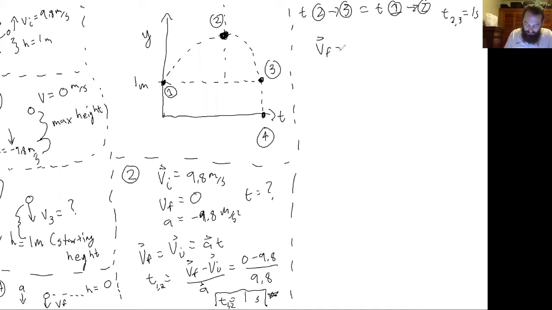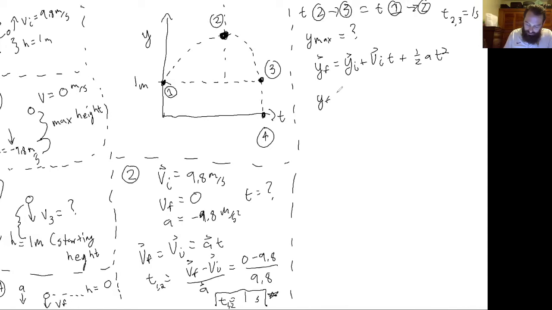Again, we can use the same equation, v final. I guess we don't want to do that. We could do that if we make some assumptions, but let's not make those assumptions. So I guess the first thing we need to do is figure out how high this thing goes. So let's find the max height. I'm going to use this kinematic equation, y final equals y initial plus v initial t plus 1/2 a t squared.